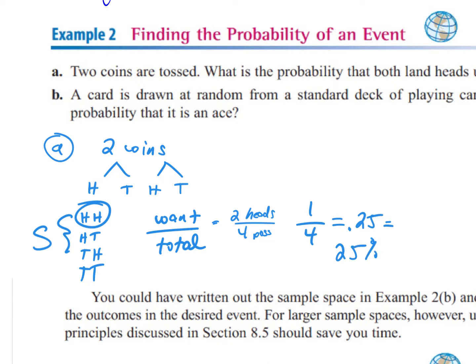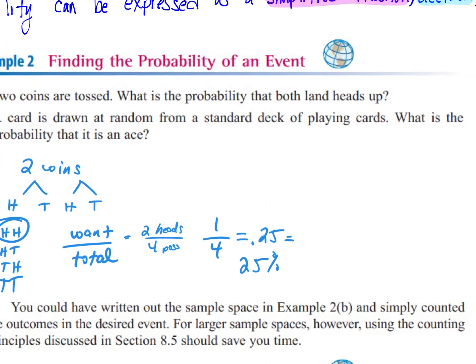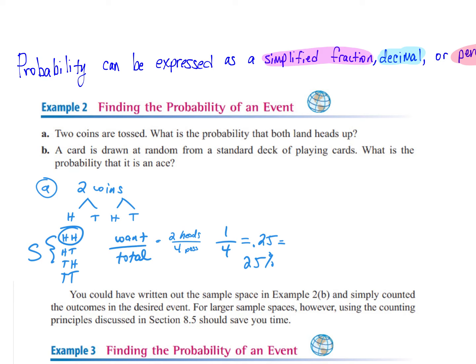All right, we need to be able to interchange those answers. You need to be able to answer in a fraction, a decimal, or a percentage. So let's look at B. Again, your standard deck of cards. If you guys don't know, it's in modules. Pull it up so you can see it. It says a card is drawn at random from a standard deck of playing cards. What's the probability that it's an ace?